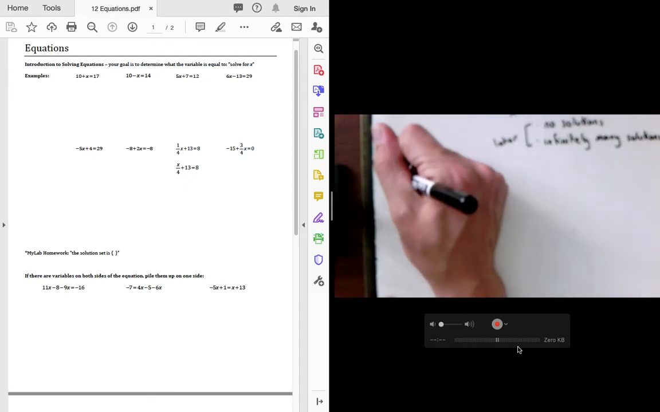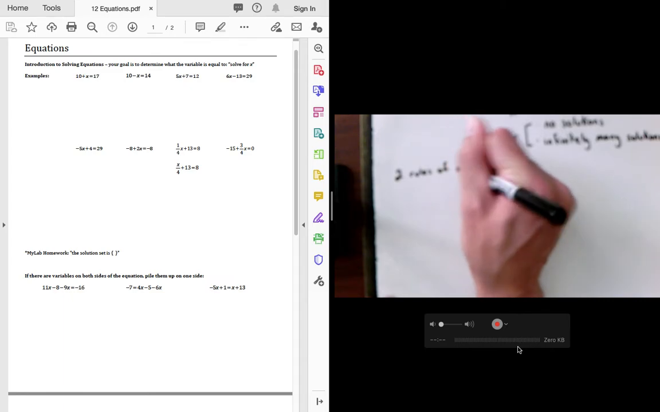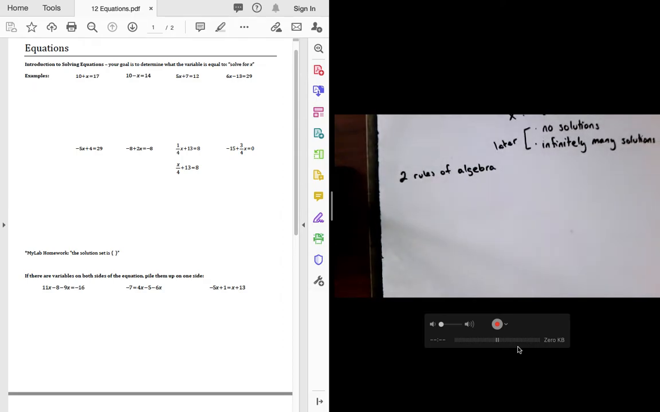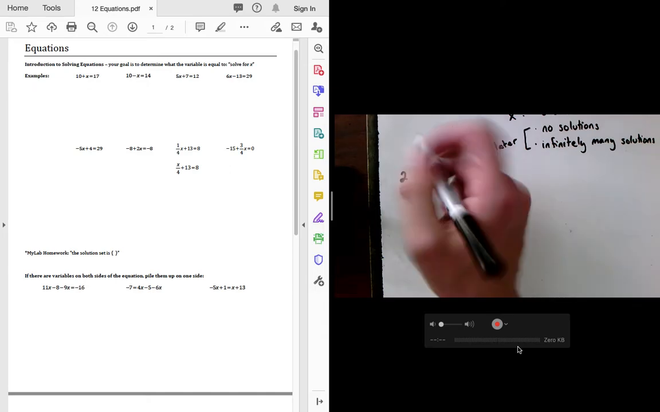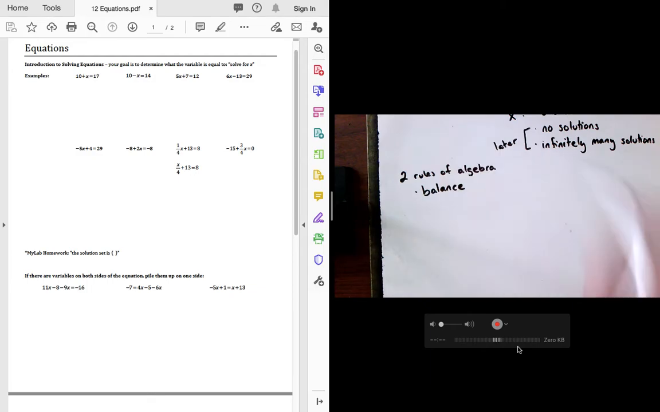Before we go into that, I want to talk to you about the 2 rules of algebra. When we're solving equations, there are 2 rules that we commonly use in order to make sure that we're playing by the rules of math. The first one is the idea of balance. I mentioned this in the last video, that an equation kind of has a scale-like quality to it. An equal sign is like where that scale is balanced out. So if I want to do something to one side of an equation, then I need to balance that out by doing the same thing to the other side of the equation.